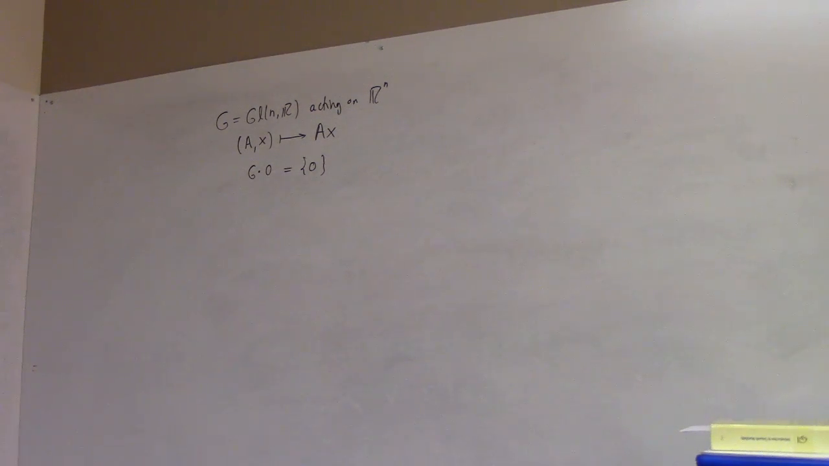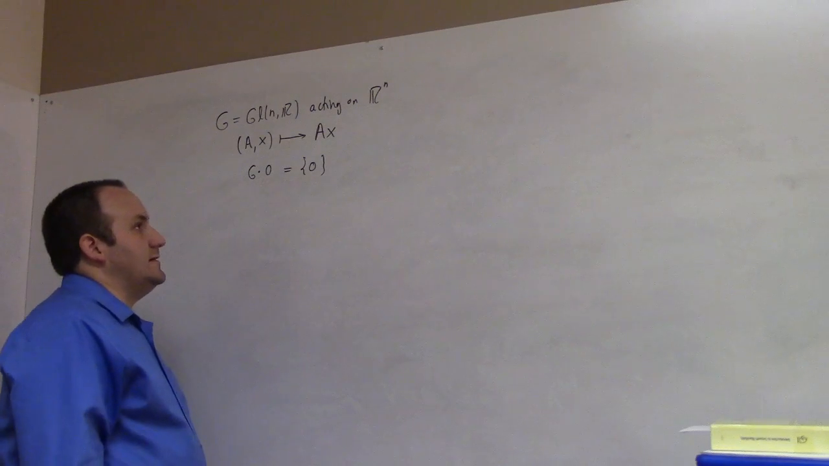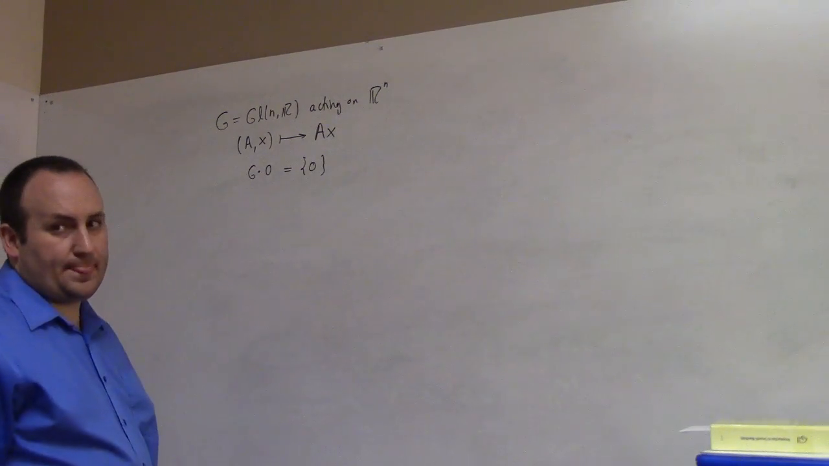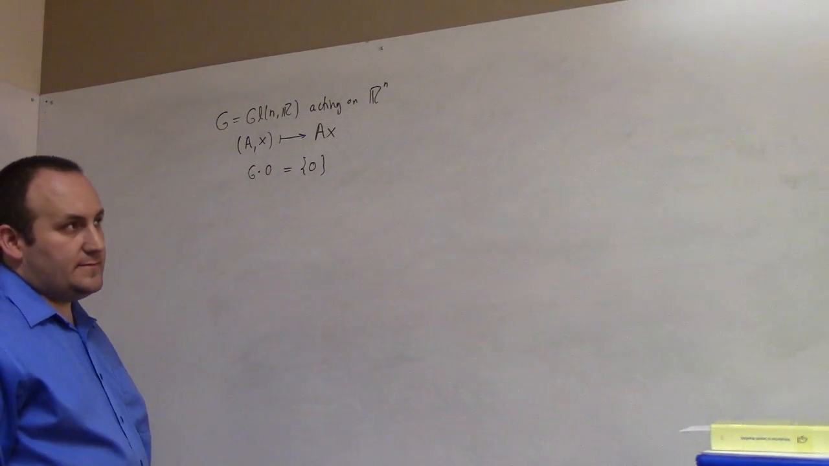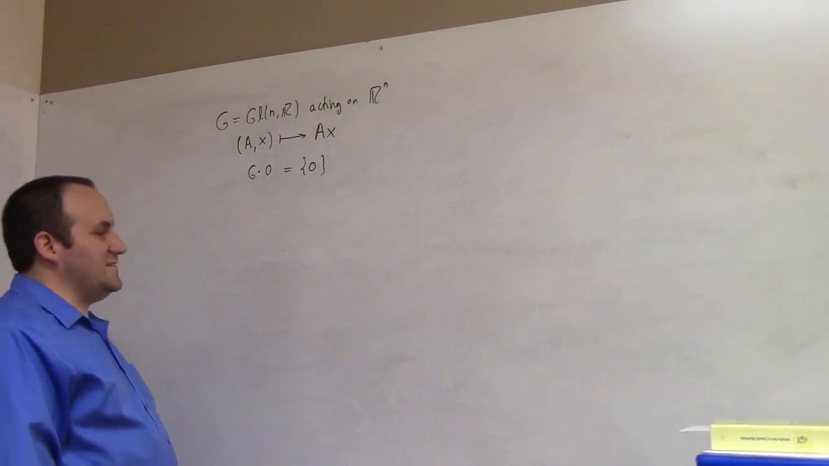You can look at left and there are left actions and there are right actions. And sometimes it's important to distinguish between what you're using. There's an interplay between both of them that comes up. I guess if the group is commutative, then it doesn't matter. Yeah, it's a question of formalism.